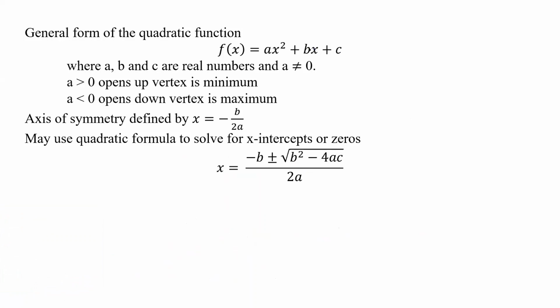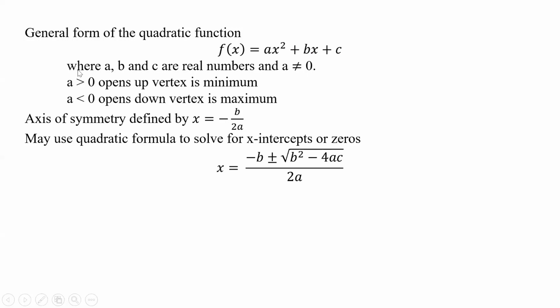We're going to get our h and k, which is our vertex. We can solve for x using our quadratic formula. So there's a lot of things we can get from this formula, so it's useful to have it in this form at times. In this form, a, b, and c are going to be real numbers, and a cannot be equal to 0, because if it is, then it's not a quadratic. We won't have the x squared term.